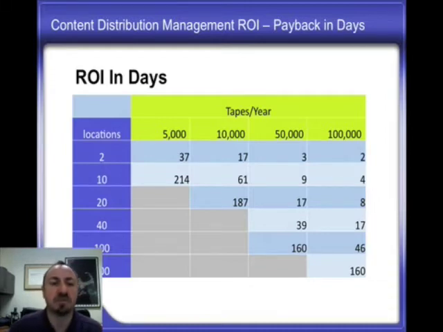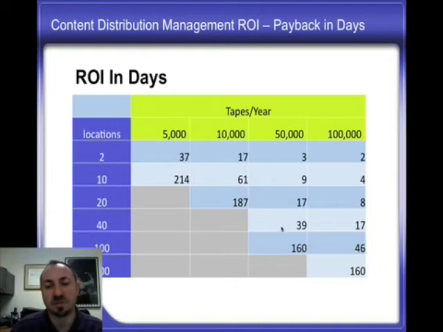Let's look at something that's more mid-range. You've got 10 facilities, and you're moving about 10,000 tapes per year between those facilities. Ballpark, you're spending about $2 million a year moving tapes around. Your payback period is about 61 days, so about 2 months. And everything after that is gravy. You're putting that money back to the bottom line. That's profit, right to the profit line.